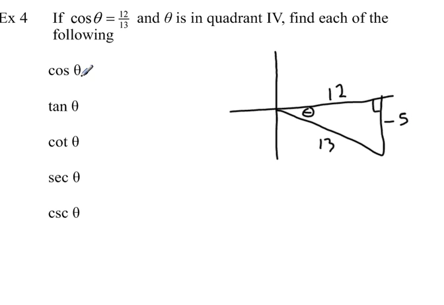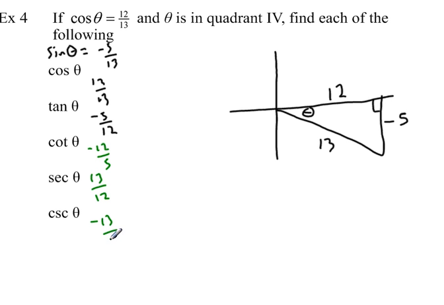Now that we've got this, I think in my directions I forgot to ask about the sine of theta, so we'll start with that. That's going to be negative 5/13. Cosine is 12/13, and tangent is negative 5/12. Now the reciprocals. Cotangent is going to be negative 12/5. Secant is going to be 13/12. And cosecant is negative 13/5.